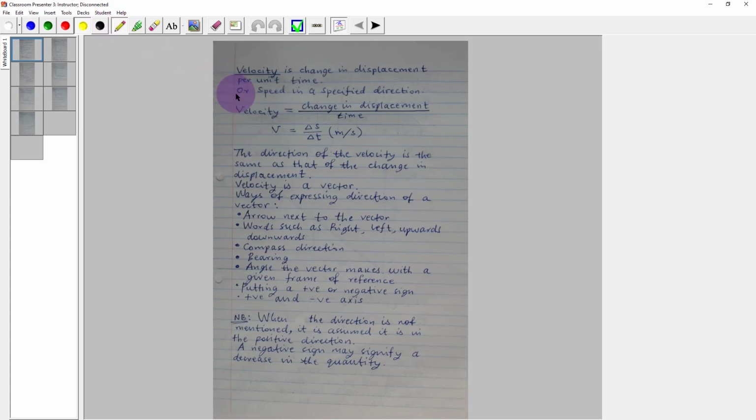In this video, I'm going to explain the notes which probably you have downloaded from the video description. This video is about velocity and acceleration.